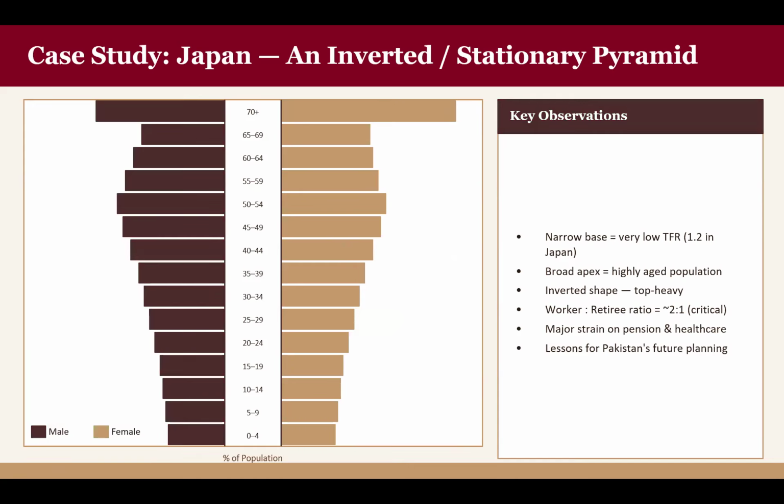Again, we have the example of Japan, which is an inverted or stationary pyramid. It has a narrow base because there is very low fertility of 1.2 in Japan. A broad apex is there, which shows a highly aged population. It is an inverted shape, the top is heavy, and the bottom part is lighter or narrower. These are some of the examples. The light brown side is showing the female side, the dark brown is showing the male side, and as you can see, the 5-year groups are going up.